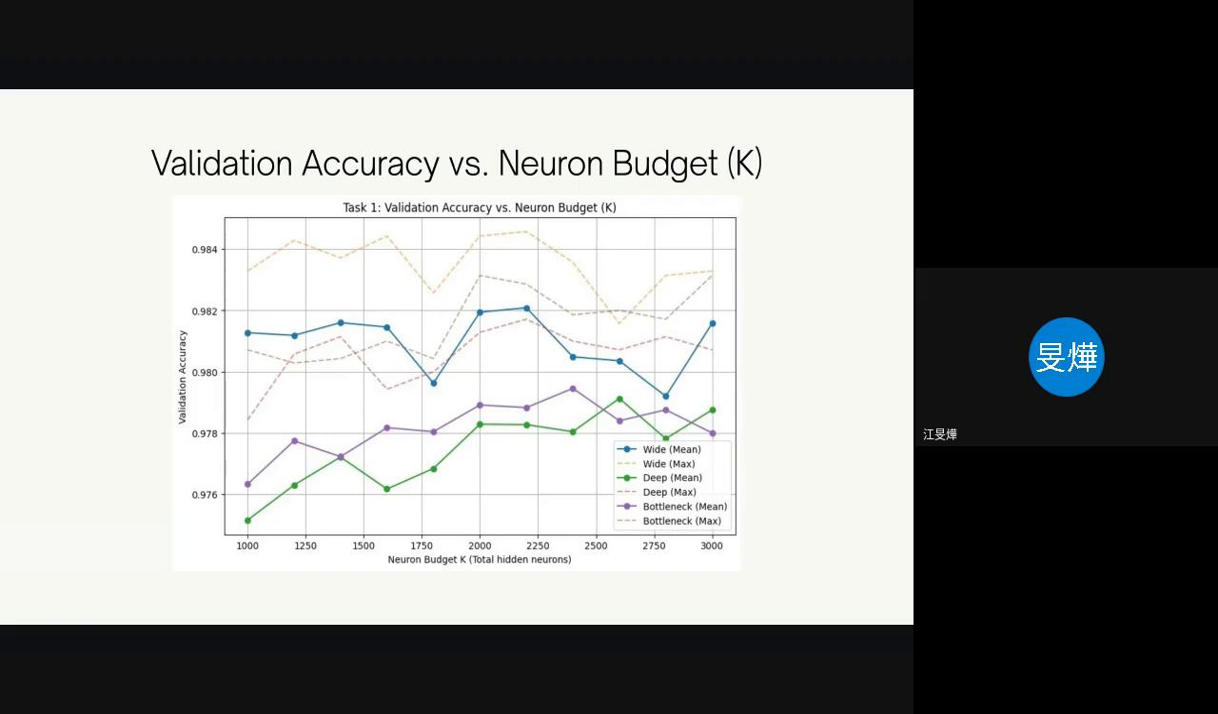The total is 1,000 to 3,000. So I have to do some different structures for only K equals 1,000. I'll say later. I think it proved to be the most efficient for this specific classification task. It shows the flat curve, maybe because there are too many neurons in a layer for a small test like this.